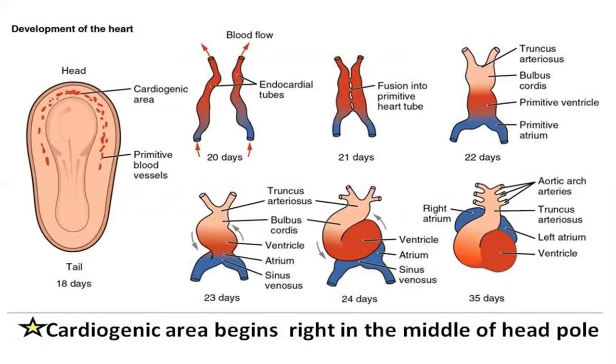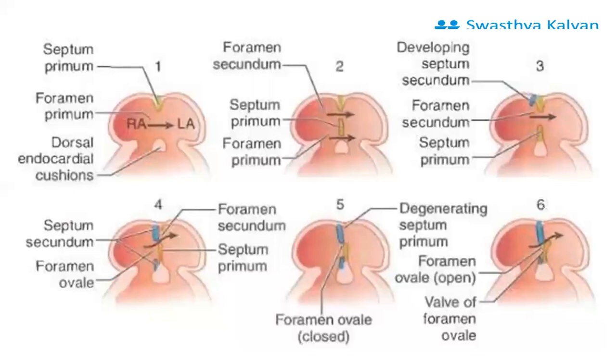As you can see on the left hand side, we have the development of the heart from the cardiogenic area, which is pretty much undefined, but as time passes we get endocardial tubes, and the fusion of them forms a heart tube, which further leads into truncus arteriosus, bulbus cordis, primitive ventricle, and primitive atrium, which further differentiate and form the complete heart. But in that heart, there is a development of the septum.